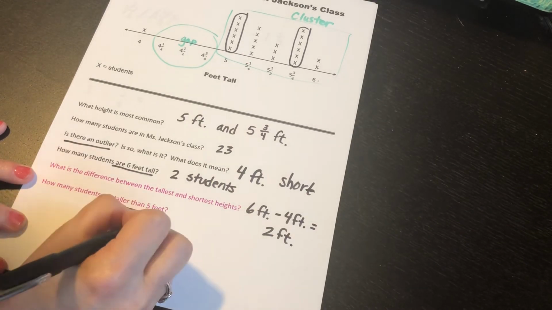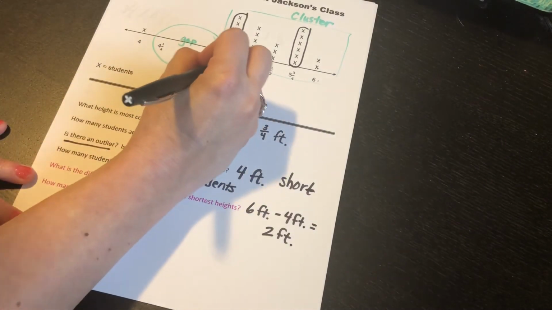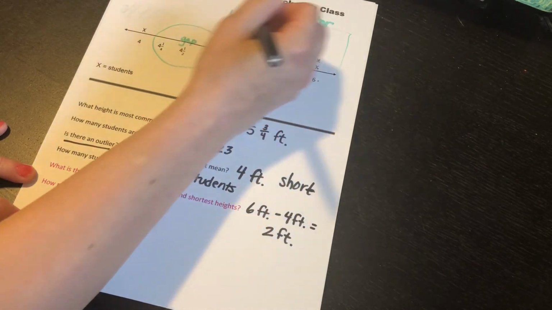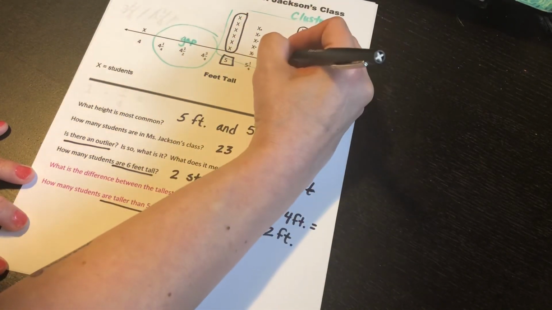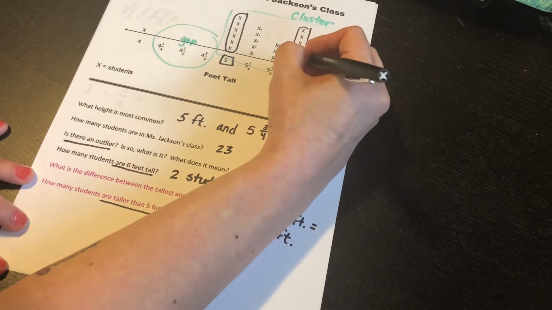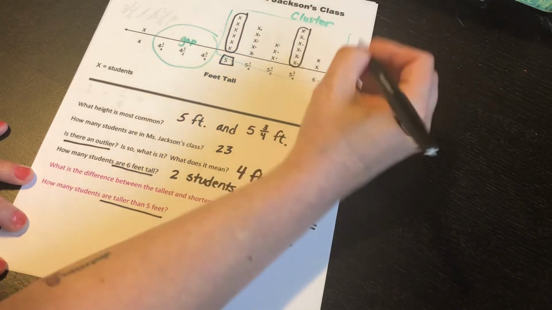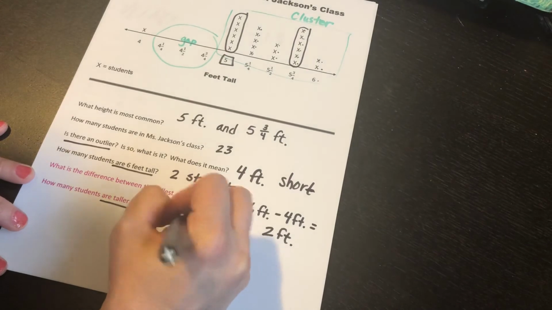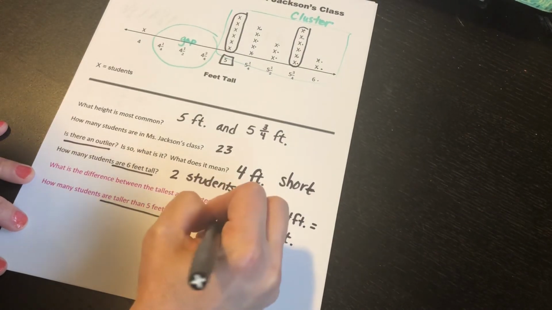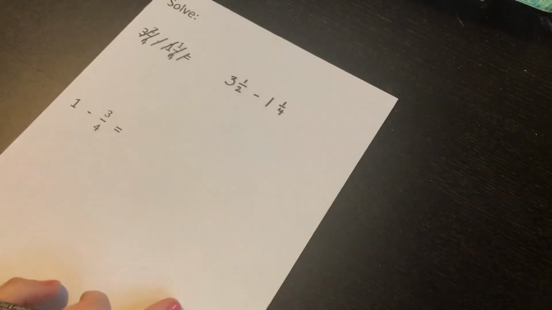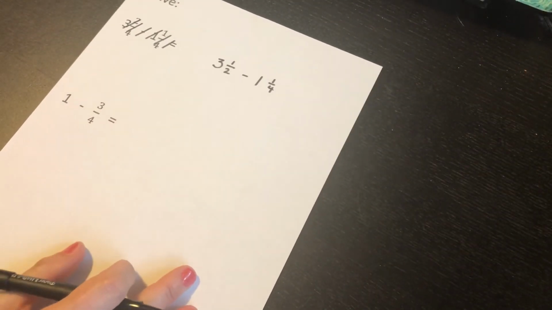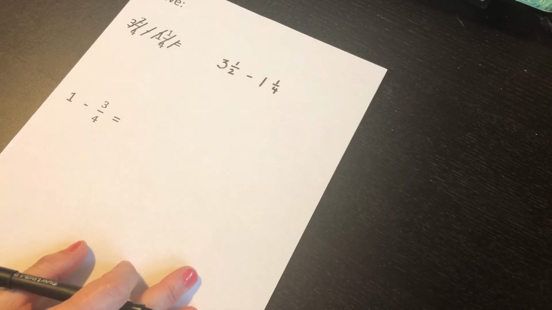And how many students are taller than 5 feet? Well, here's 5 feet, so I'm going to count everything past it. 1, 2, 3, 4, 5, 6, 7, 8, 9, 10, 11, 12, 13, 14, 15, 16. Like so.